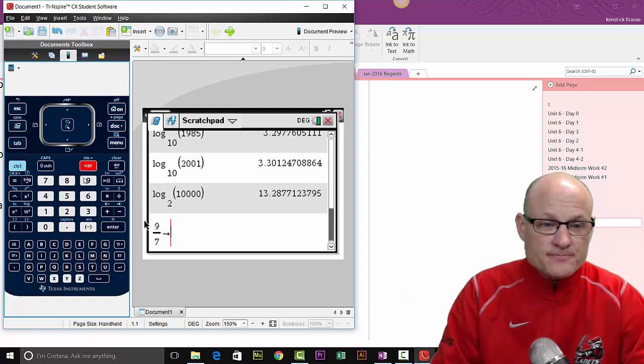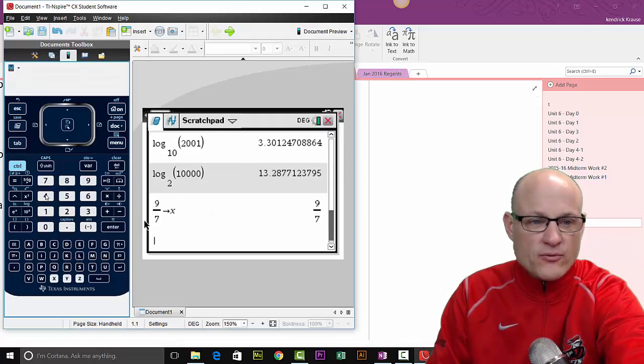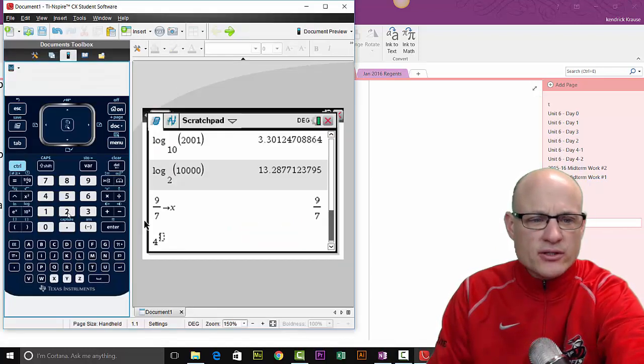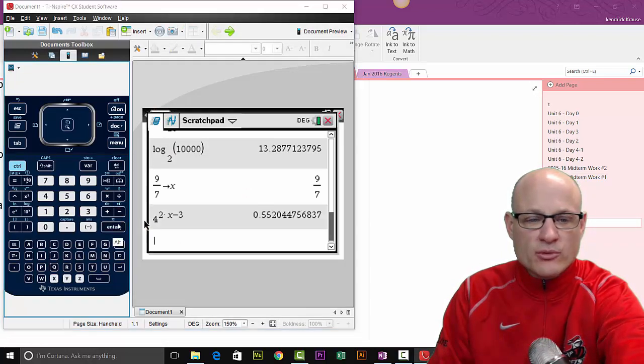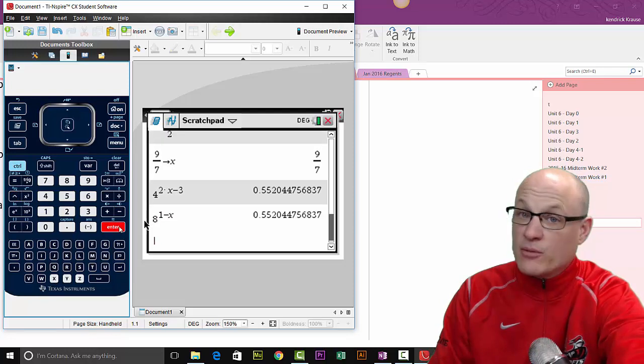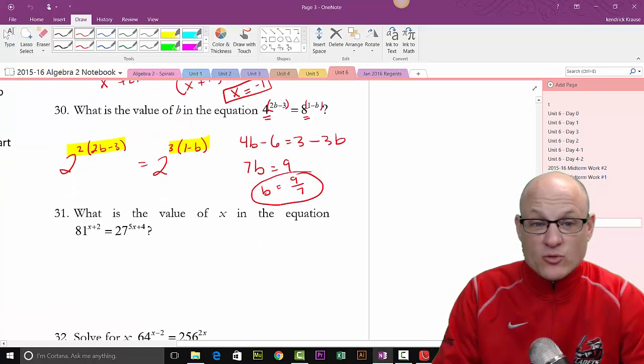Let's store that into x. And then we're going to do, I should have said b, but whatever, 4 raised to the 2x minus 3. Hit enter. Get some weird number. And then 8 raised to the 1 minus x, and you get the same dumb number, same dumb answer. Yay! Got to be confident about your work, kids.